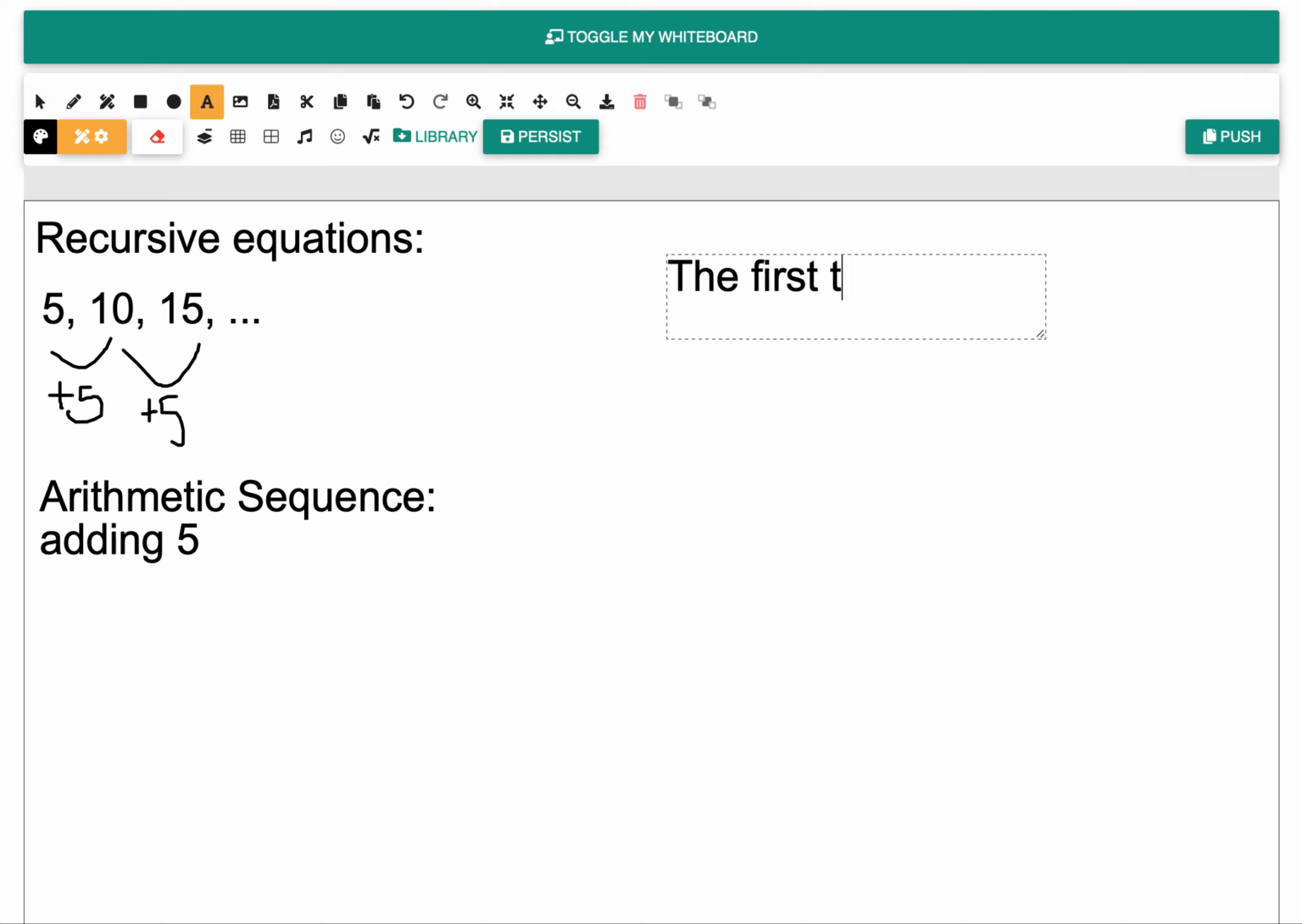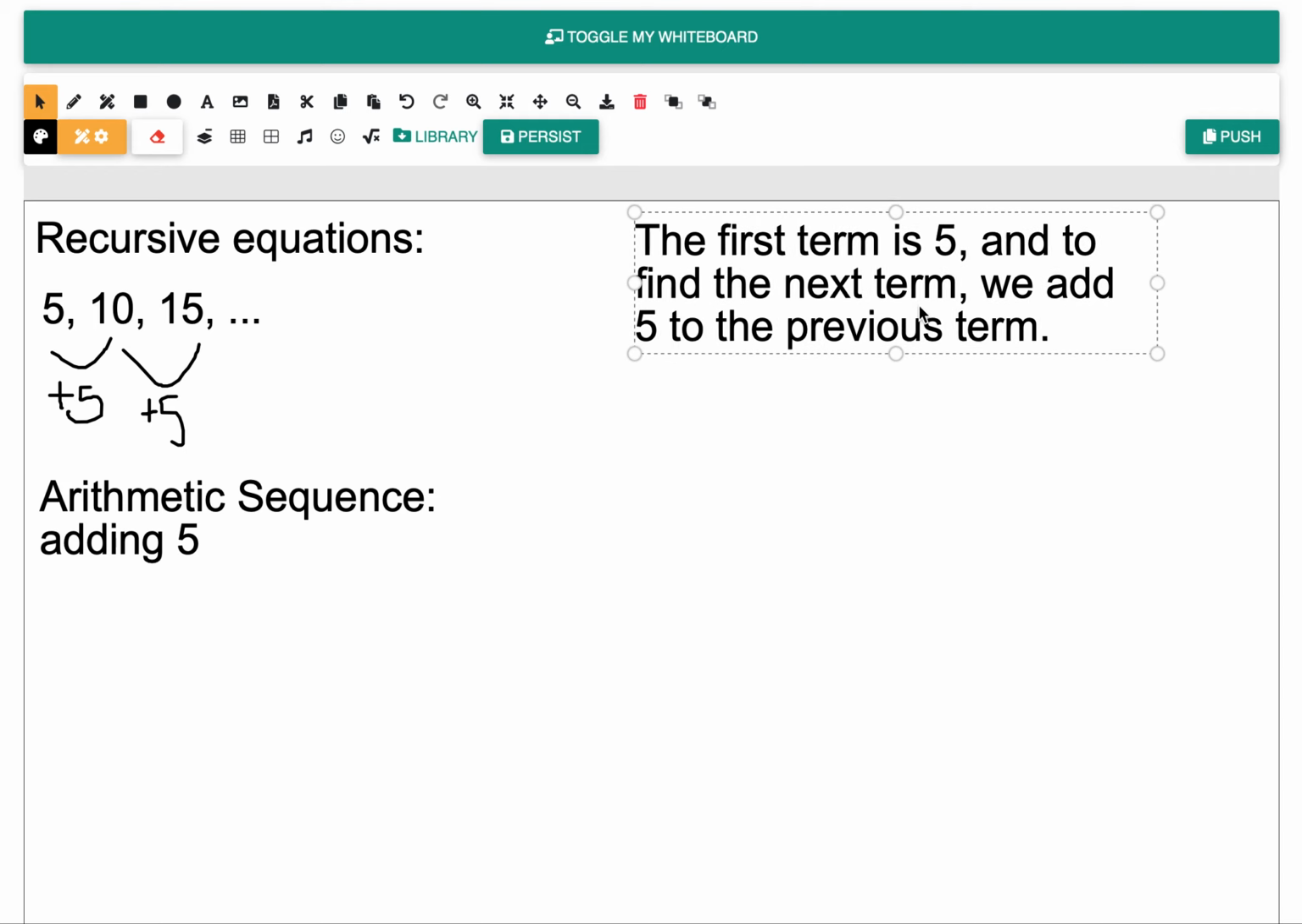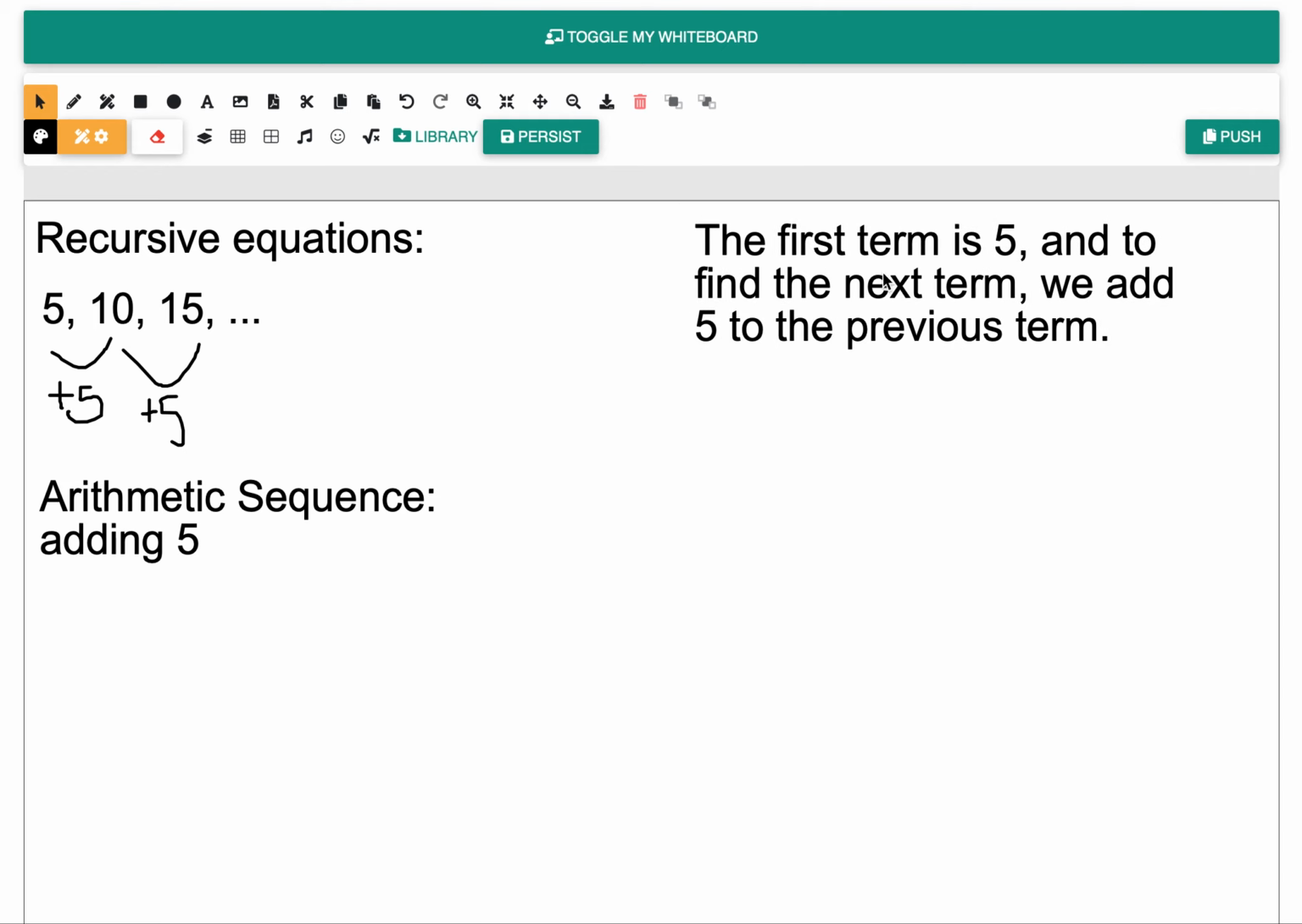So the first term is, and we know it's 5, it's given, comma, and to find the next term, we add 5 to the previous term. I kind of already know my sentence frame, or my recursive statement, by memory. The first term is 5. And to find the next term, we add 5 to the previous term. Okay. So now this is going to help me with my recursive equation.